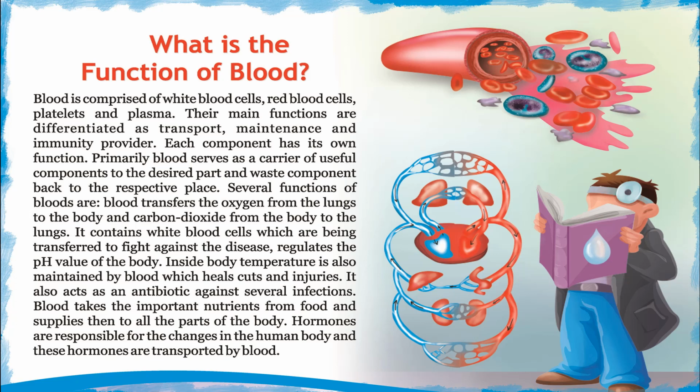It contains white blood cells which are transferred to fight against disease, and regulates the pH value of the body. Inside body temperature is also maintained by blood, which heals cuts and injuries. It also acts as an antibiotic against several infections. Blood takes the important nutrients from food and supplies them to all the parts of the body. Hormones are responsible for the changes in the human body and these hormones are transported by blood.